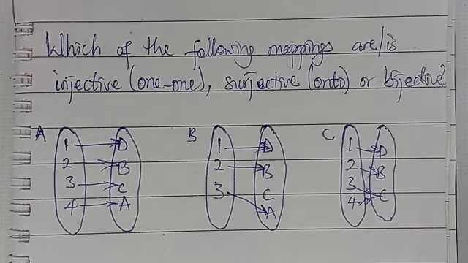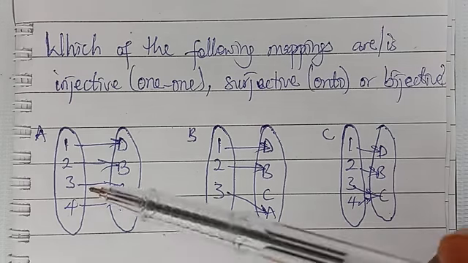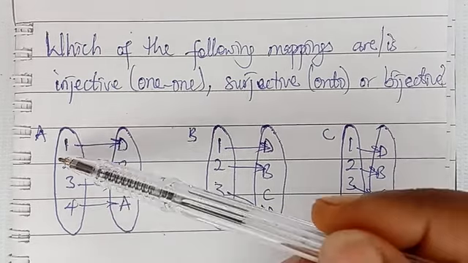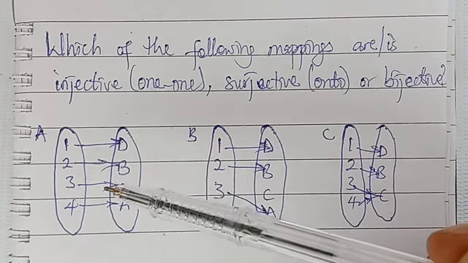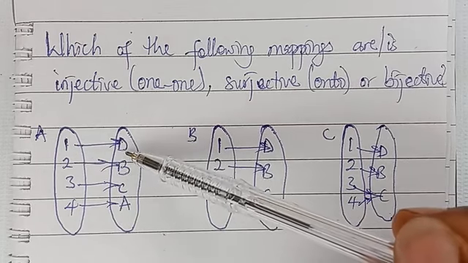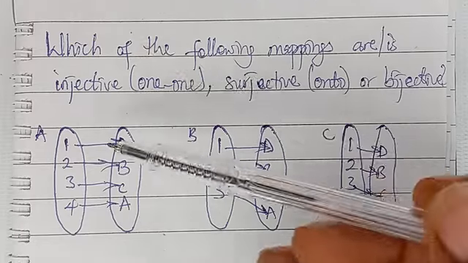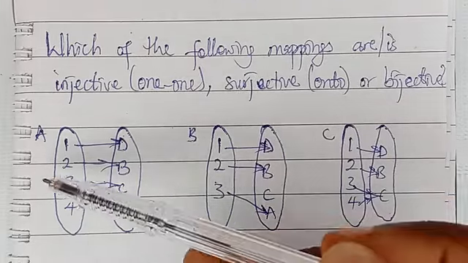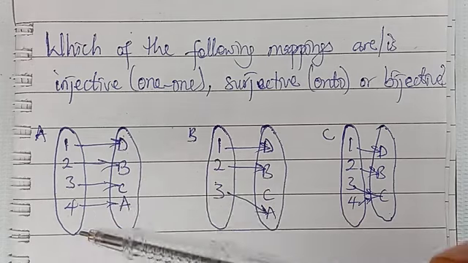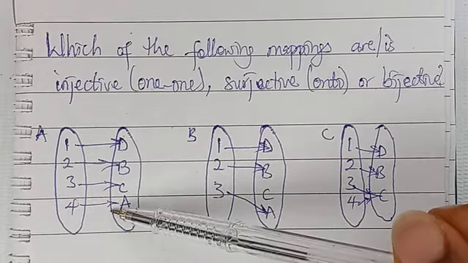Which of these mappings are injective, one-to-one, surjective, onto, or bijective? So from our definition, every element here is mapped to a unique element here. So this is one-to-one, right? Everyone to its own special element here. And for surjectivity, every member of the codomain has been mapped, right? So this is a surjective mapping, or onto mapping. And because it is both injective and surjective, therefore this is also bijective mapping.